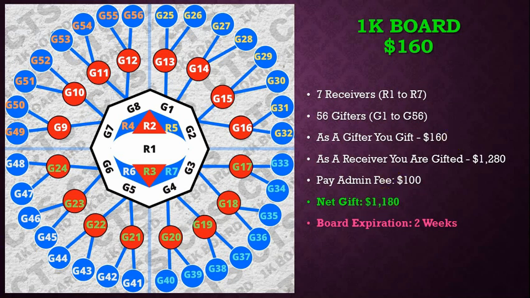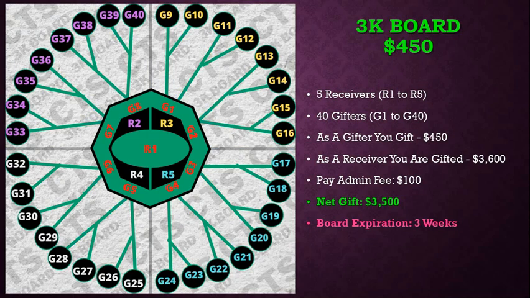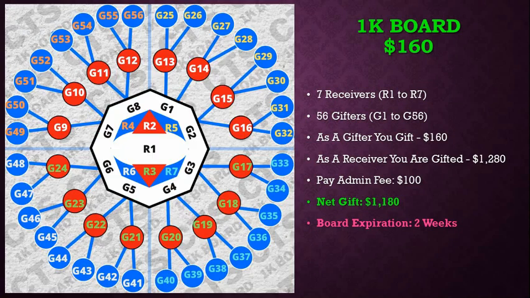Alright, after the 1K board, now you have $1,180 in hand. Remember that. We're moving on to the 3K board, so you could upgrade from the 1K board to the 3K board if you choose to. As I said before, it's not mandatory for you to upgrade. You could leave with your $1,180 in hand. You could gift in multiple boards. You could gift in the $50 board, the springboard. You could gift in the 1K board again. You could gift or upgrade to the 3K board. It's entirely your decision.